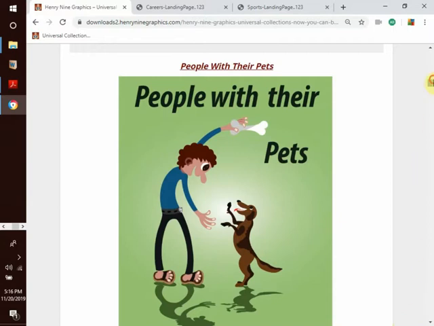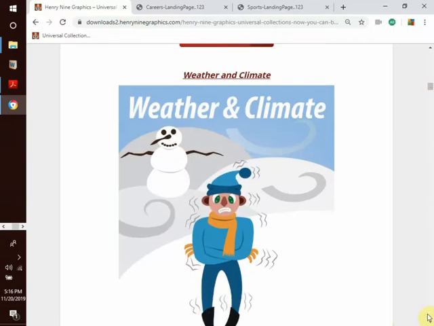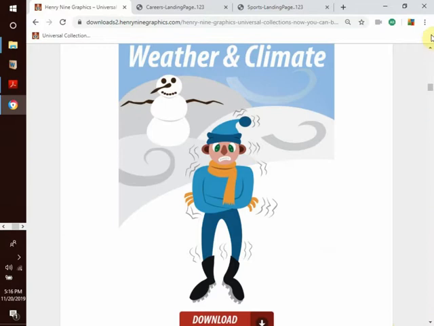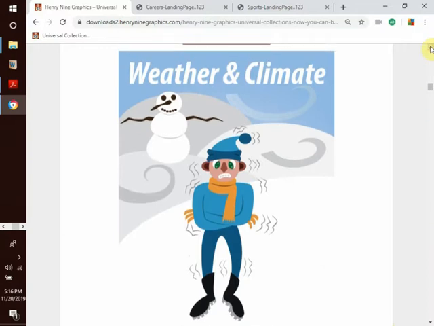We move on to our next topic, which is weather and climate. Weather and climate, we have common weather and climatic conditions such as rain, sunshine, wind, snowfall, frost, and also the more extreme conditions such as thunderstorms, tornadoes, hurricanes, heat waves, floods, and so forth.